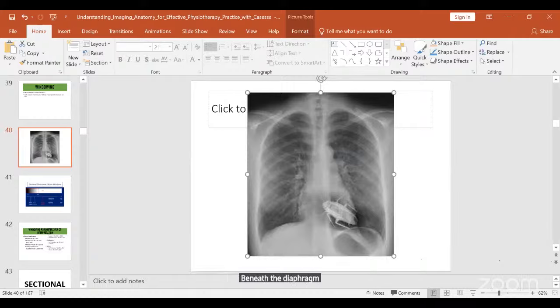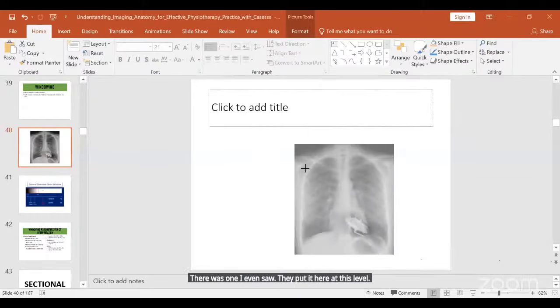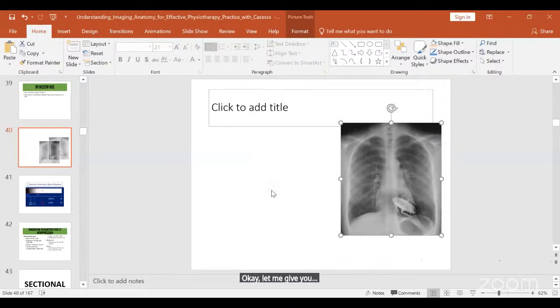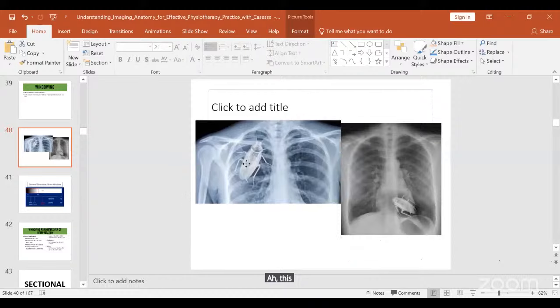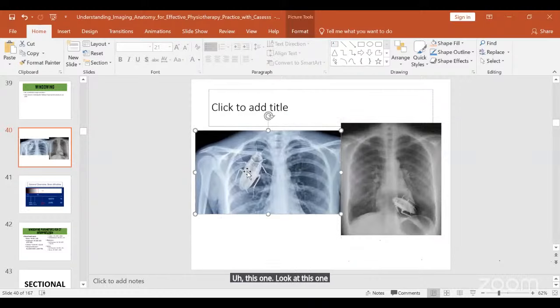All right. There was one I even saw. Look at it here. They put it at this level. Is this a trickish thing? Look at this one. So this one now, would we say he ingested it or he inhaled it? Which one?